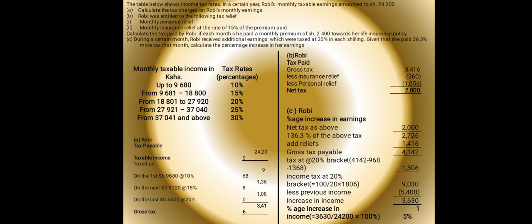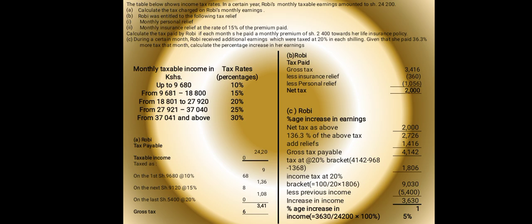B. Robbie was entitled to the following tax reliefs: 1. Monthly personal relief. 2. Monthly insurance relief at a rate of 15% of the premium paid. Calculate tax paid by Robbie if each month he paid a monthly premium of 2,400 towards her life insurance policy.